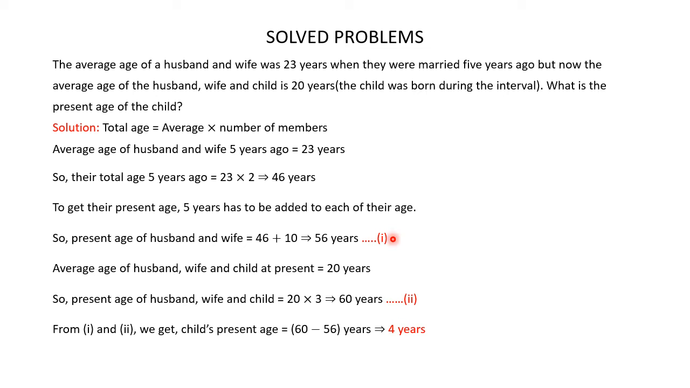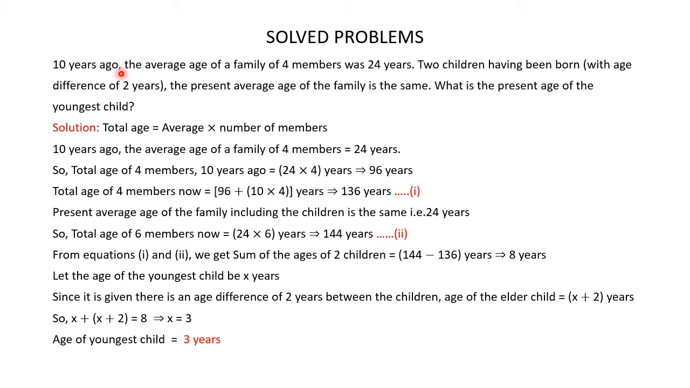Now, equation 1 gives the present age of the husband and wife. Equation 2 gives the present age of the husband, wife and child. So from equations 1 and 2, we can get the child's present age, which is 60 minus 56, which is 4 years. So the child's present age is 4 years.